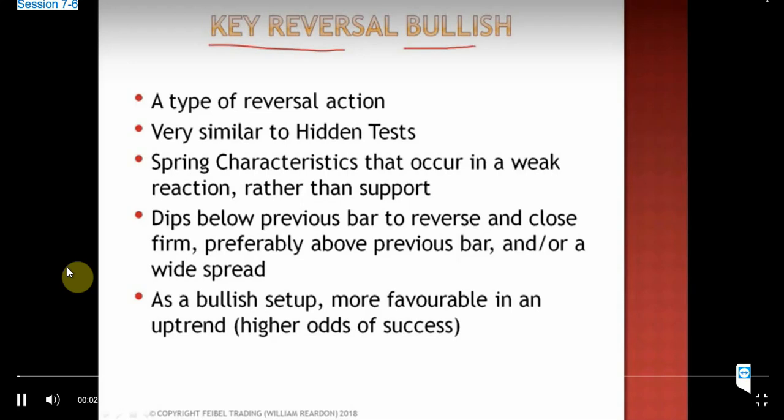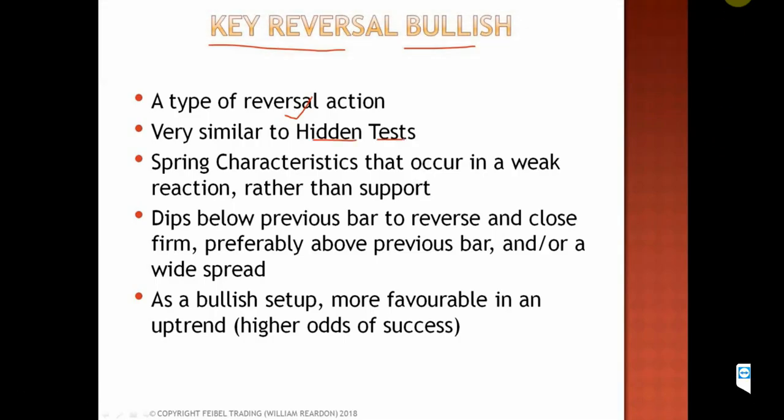Key reversal bars, bullish. They are a type of reversal action very similar to that of hidden tests. They have spring characteristics that occur in a weak reaction rather than support. So it dips below the previous bar to reverse and close firm, preferably above a previous bar and/or a wide spread. And as a bullish setup, more favourable in an uptrend as it increases the odds of success. So let me explain that for you quickly.